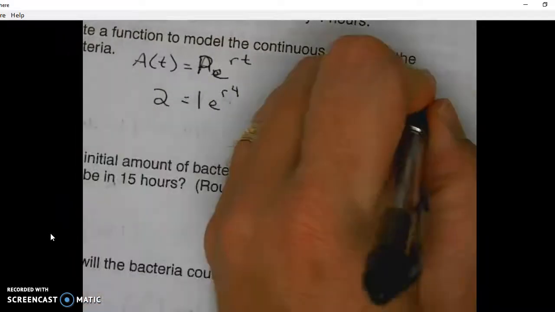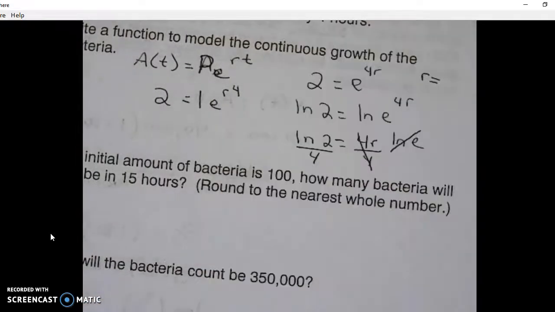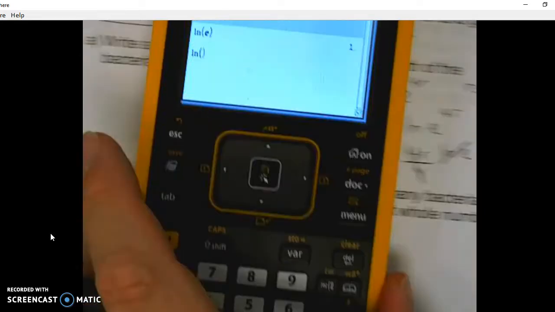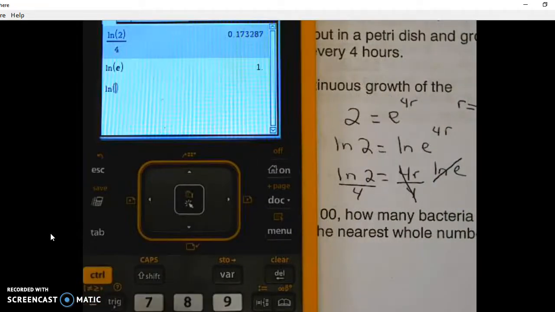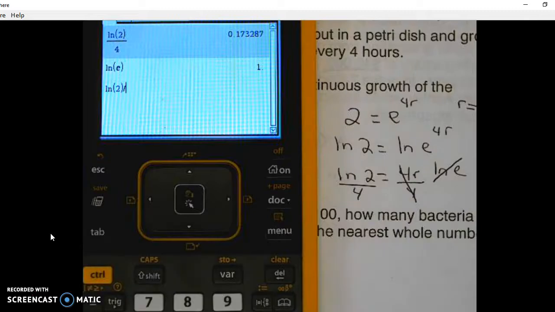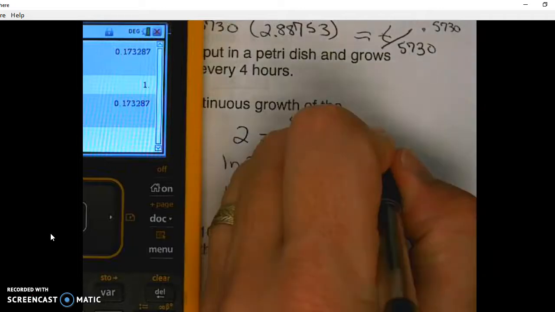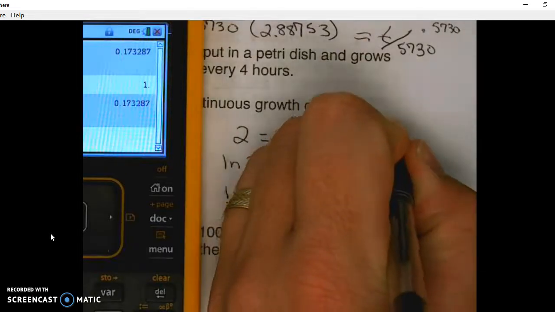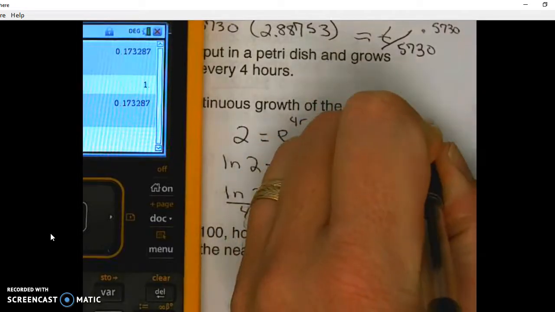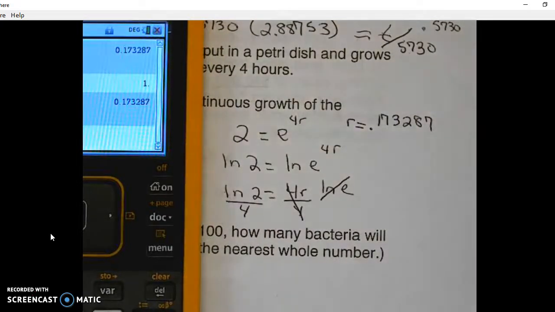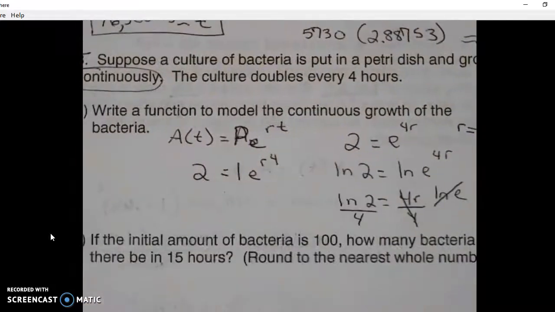So our rate is going to be the natural log of 2 divided by 4. I'm going to use all of those decimals in my rate: 0.173287. I'm not going to round my decimals until the very, very end. Okay? So now that I know my rate, I can write my equation.